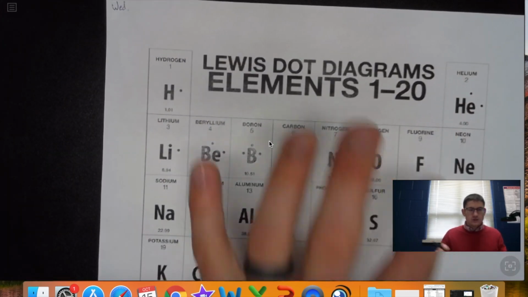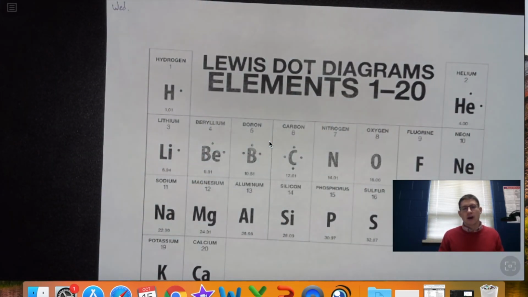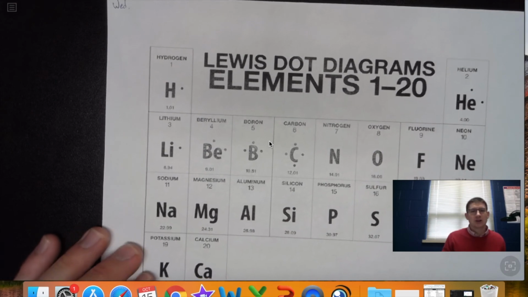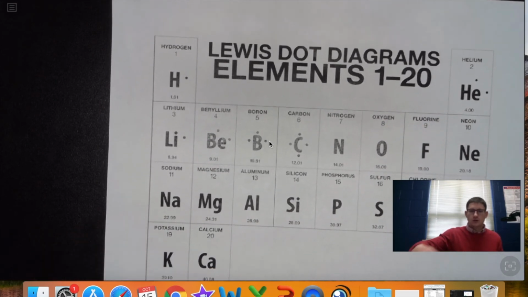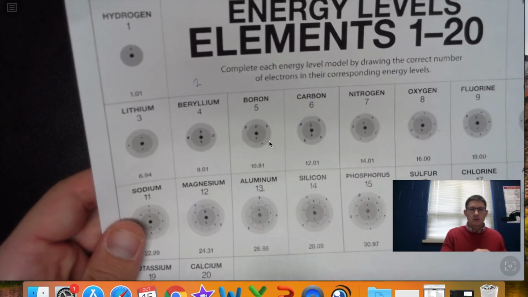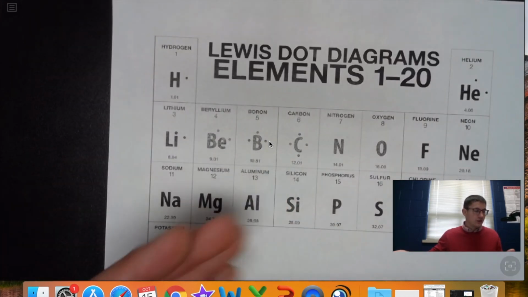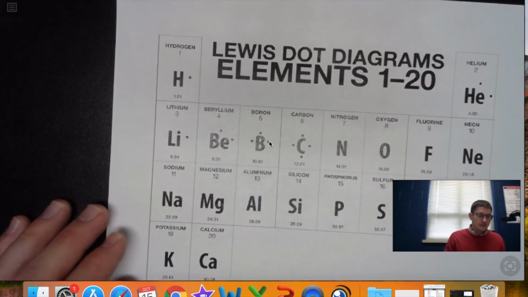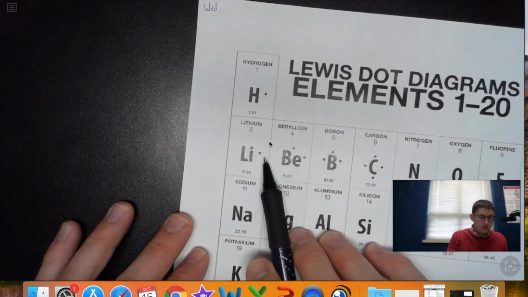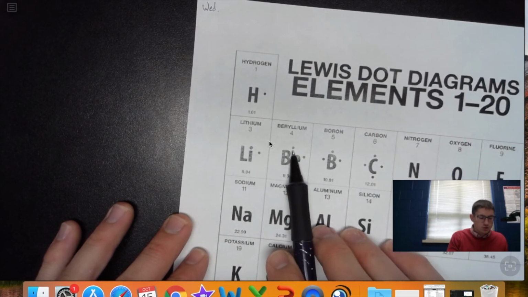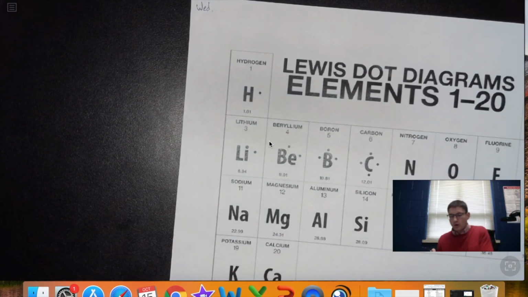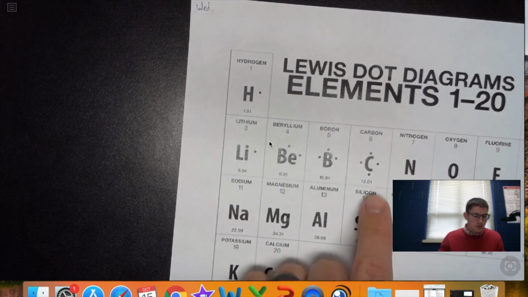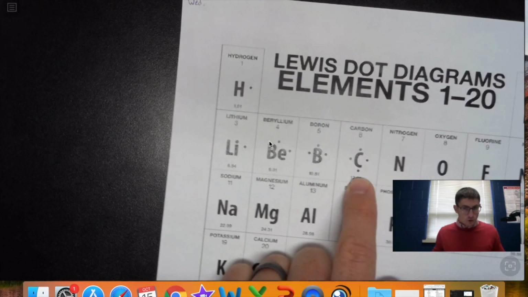Remember, the Lewis dot structures or Lewis dot diagrams only show the electrons that are in the outermost energy level. So if you keep this on hand, you keep track of how many are in that outer level, you can actually fill in this relatively easily. Lithium has a total of 3. There's 1 in the outer level. Beryllium has a total of 4. There's 2 in the outer level. Boron had 5. There were 2 in the outer level. Carbon had 6. There's 4 in the outer level.